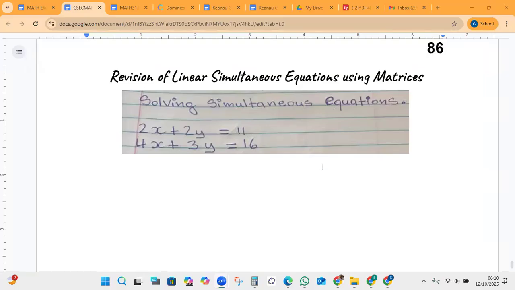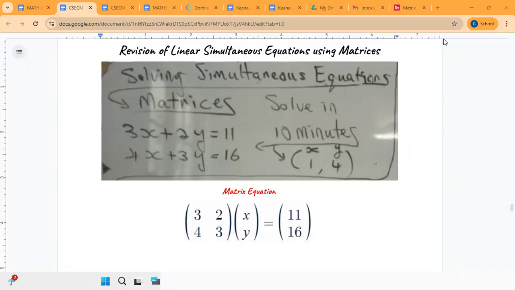Here we are going to revise linear equations, solving linear equations using matrices. So first and foremost, we have to make a matrix equation. So here's the matrix equation.